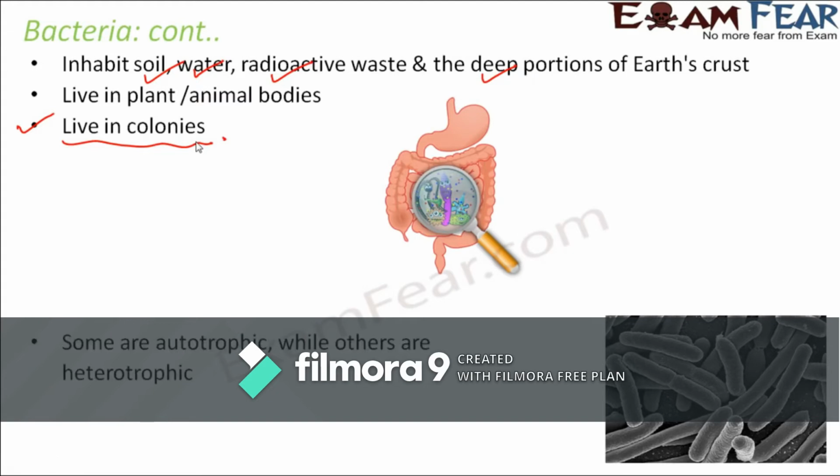Talking about their food habits, how do they get their food? From where do they get their food? Some of them are autotrophic while others are heterotrophic. What is the meaning of autotrophic? Auto means own or self. So they can prepare their own food. Some of the bacteria will prepare their own food.